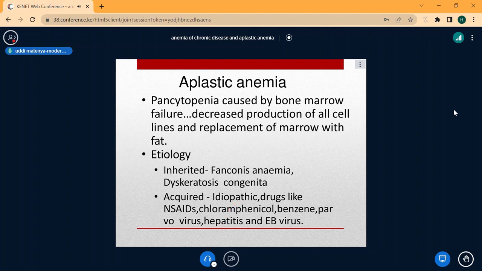So I think I want to stop there for today, and we shall continue next time. We jump on to another topic. We leave anemia alone as you continue.